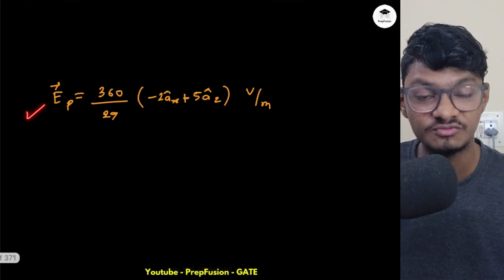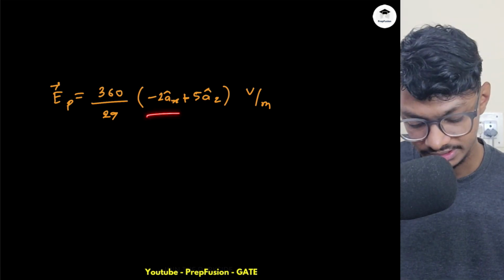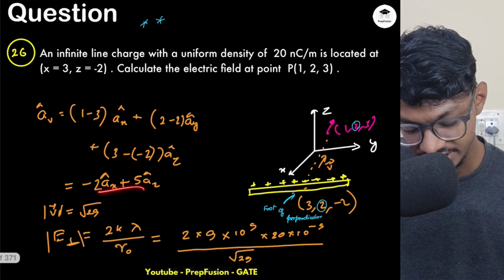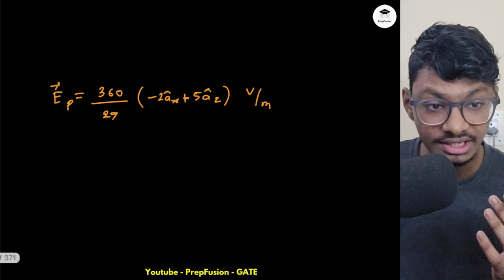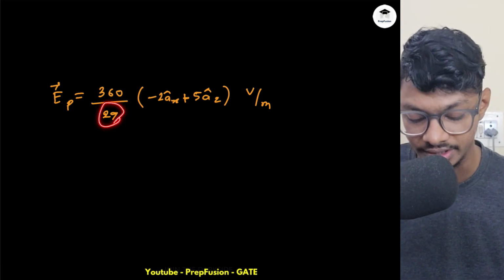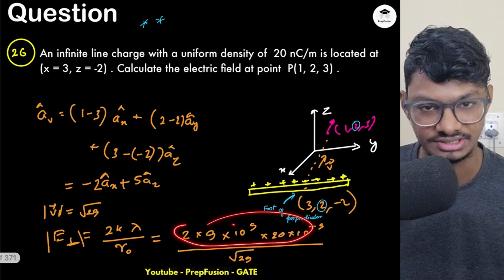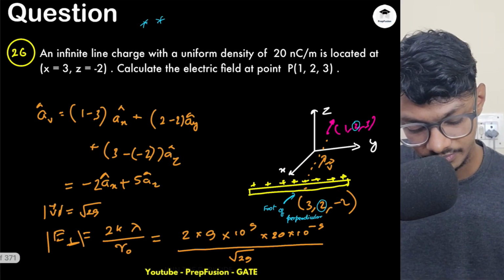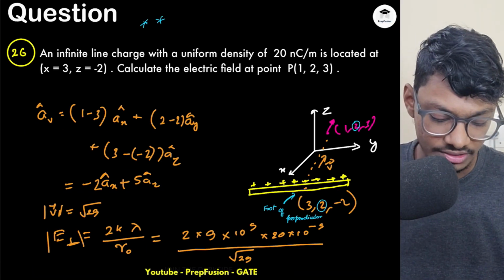Then again, to write this in vector format, I need to write this V vector divided by its own magnitude, that is under 29, to make it a unit vector. So under 29 times under 29 becomes 29, and at the top I already have 360. So this question is very good. Try to repeat it again, go and try to solve it yourself.